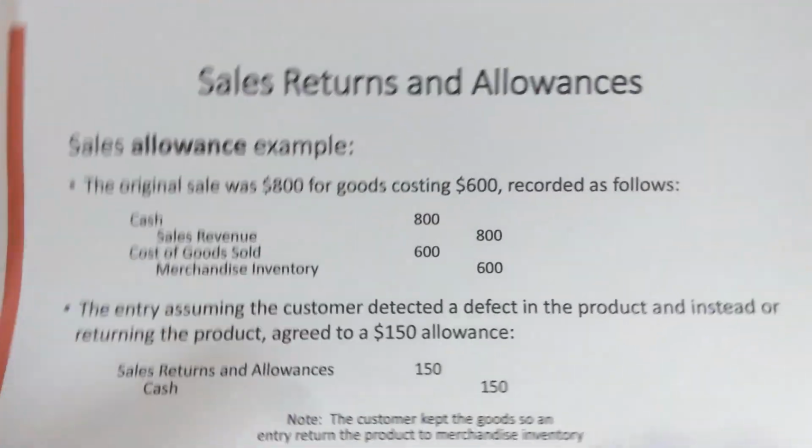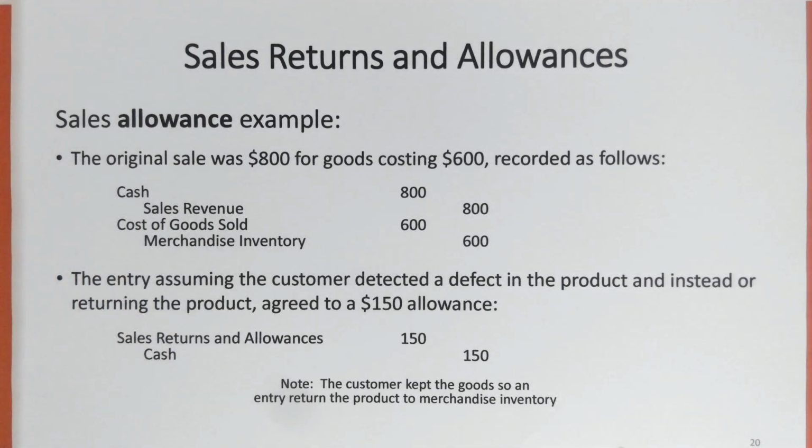Now for sales allowances, it's just a little bit different. Let's say that the original sale's $800, goods cost $600. We go ahead and record the sale as we normally do, which is sort of a two-part entry as you recall from your more basic accounting. We record the sale first by debiting cash. In this case, it's a cash sale. If it was on account, we would debit accounts receivable. So we're going to debit cash, we're going to credit sales revenue, and then we're also going to record the cost of goods sold, which is going to be a debit to cost of goods sold and a credit to merchandise inventory to take it out of our inventory.